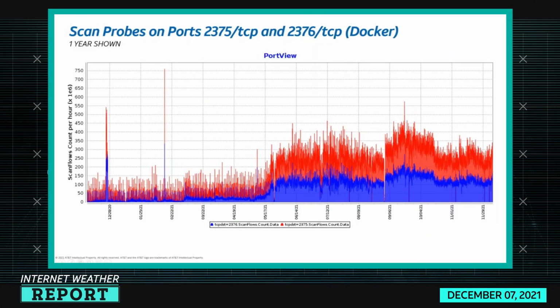The 2375 and 2376 ports are used by Docker, and Docker is kind of a containerization architecture that you can run instead of installing an entire VM. You can use Docker to have these small containers that you can update easily. And I know a lot of people use Docker. It's especially popular in cloud computing spaces like Azure and the Amazon Web Services type stuff.